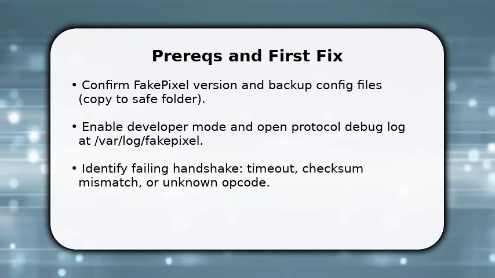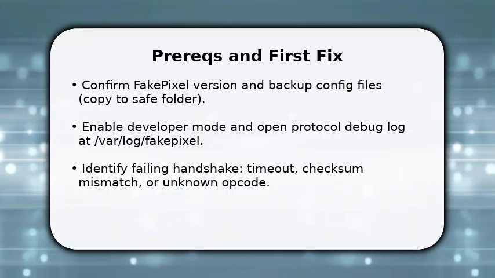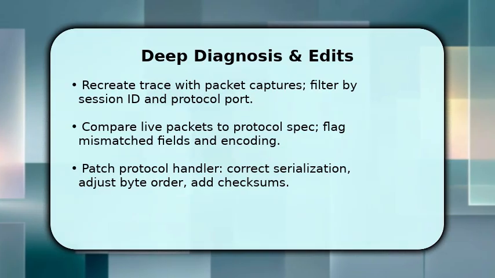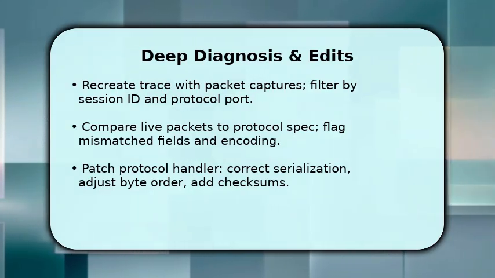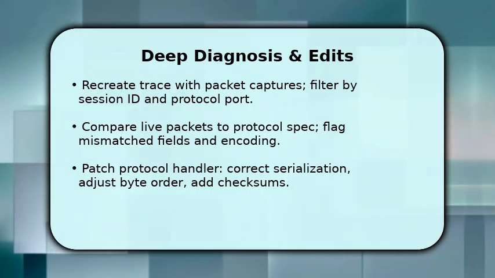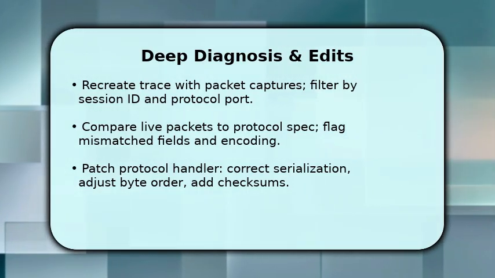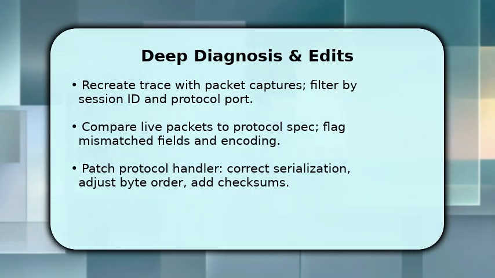You now recreate the failing session with packet captures filtered by session ID and protocol port so you can reproduce the exact error conditions. Then you compare live packets against the Fakepixel protocol spec to find mismatched fields, wrong encodings, or unexpected padding. This explains why the peer rejects messages.